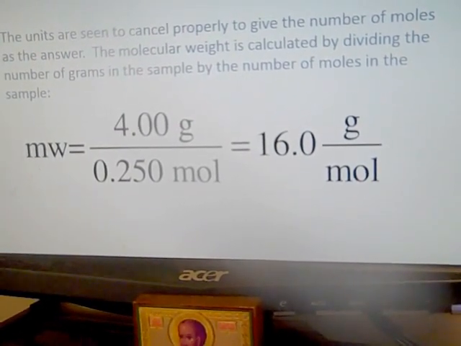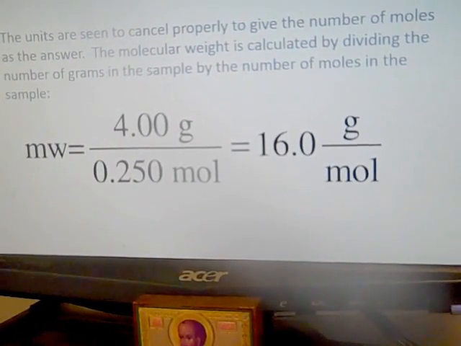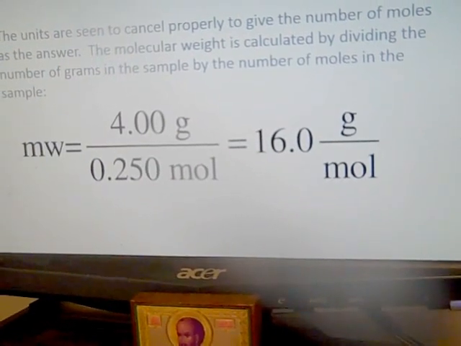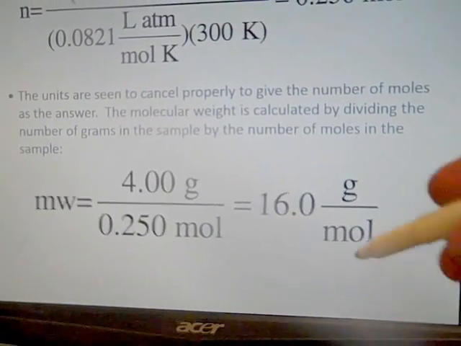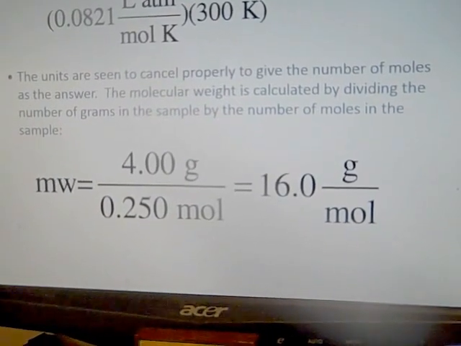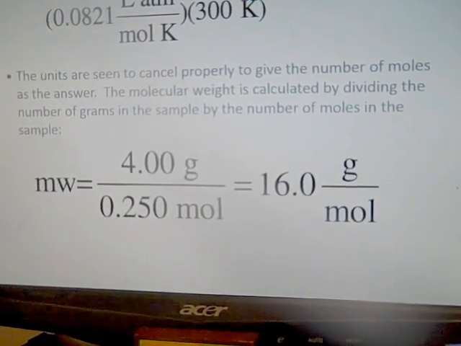So it can be methane, CH4. Carbon has 12, and then you've got 4 hydrogens, and 12 plus 4 is 16. It could also be perhaps an oxygen radical or some other gas. But anyway, this is a piece of the puzzle that can be used.